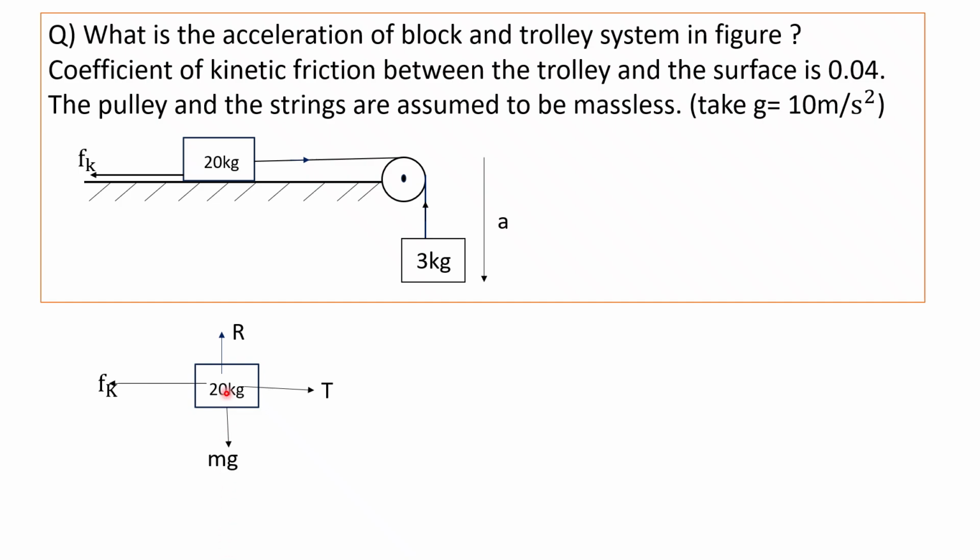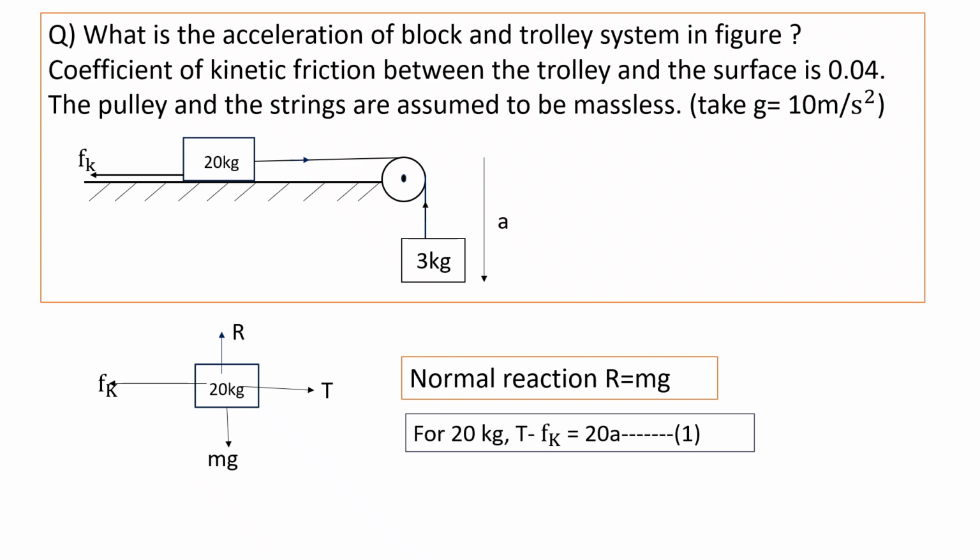The forces acting are mg acting downwards. It is balanced by normal reaction R. As there is no motion in the vertical direction, we can write R is equal to mg. The system has a net acceleration towards right. So T and Fk are not balanced.